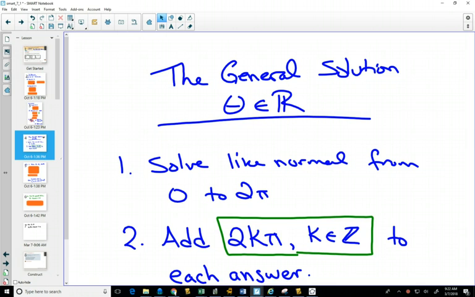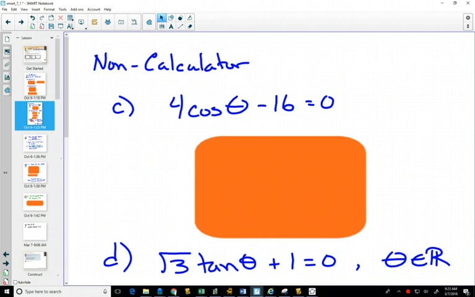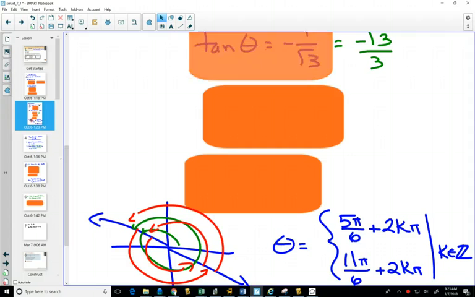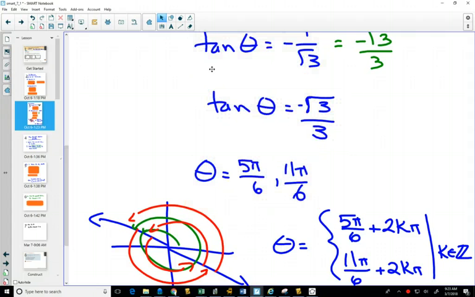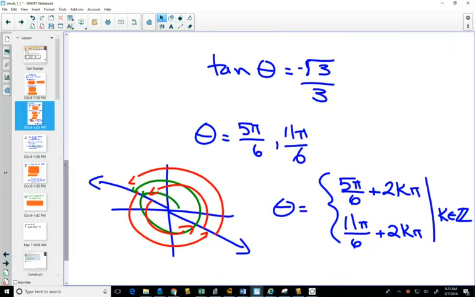So if I go back to our question here, I've solved between 0 and 2 pi normally, then my final answer for the general solution would be 5 pi over 6 plus 2k pi. That writes all of my answers coterminal with 5 pi over 6. And 11 pi over 6 plus 2k pi writes all of my answers coterminal with 11 pi over 6.